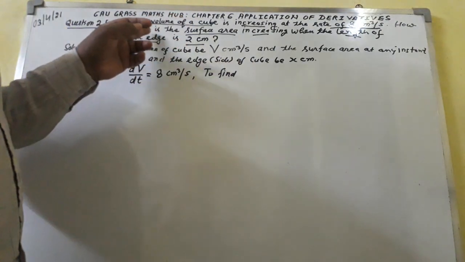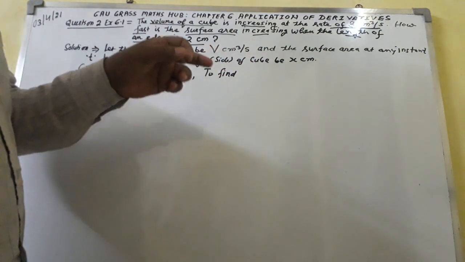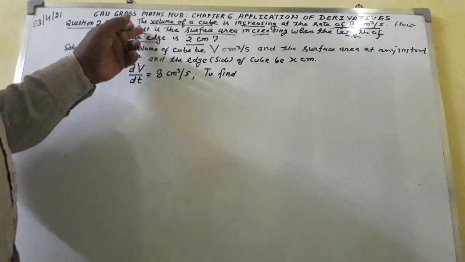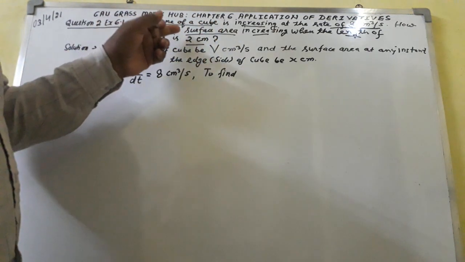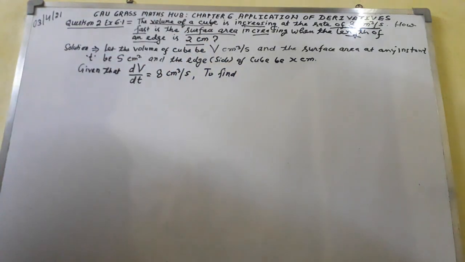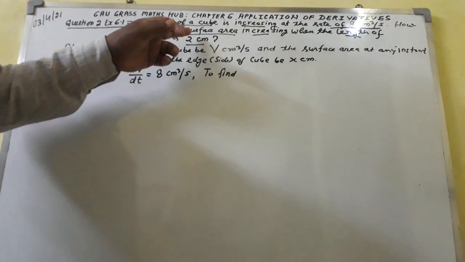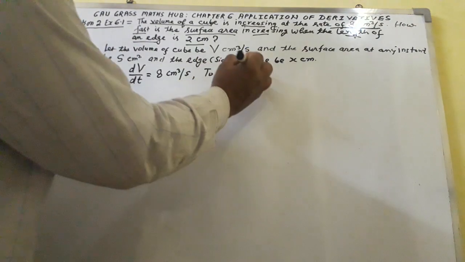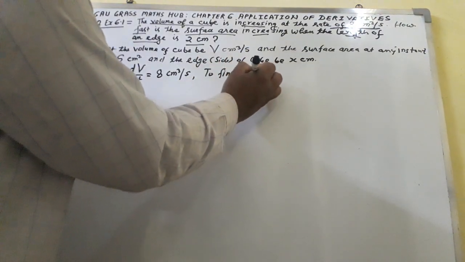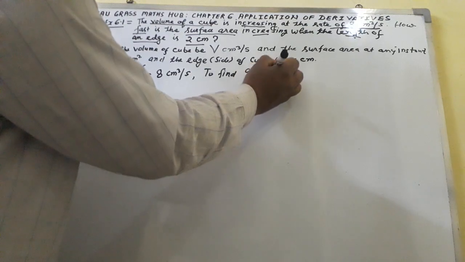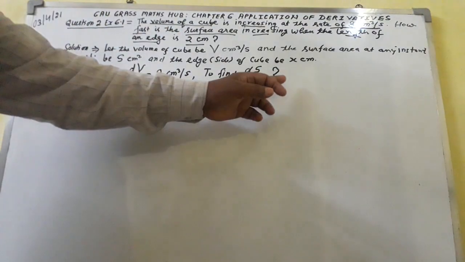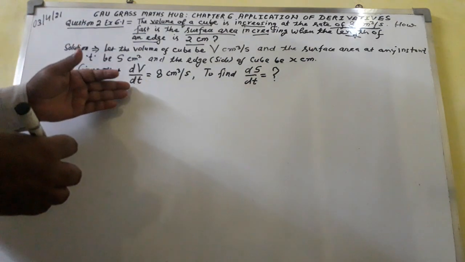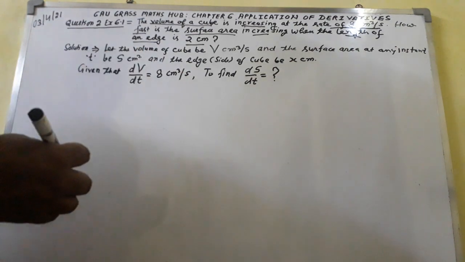how fast is surface area increasing. How fast means how surface area is changing with respect to time. So we have to find dS over dt. We have got dV over dt equal to 8 centimeter cube per second.